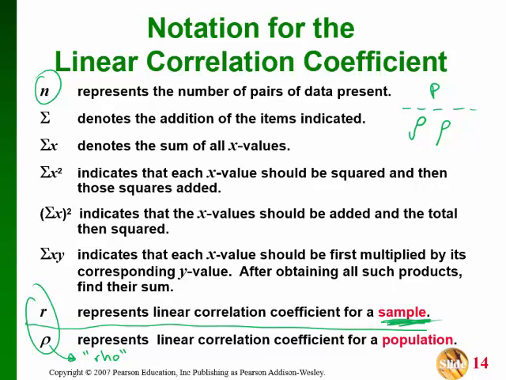So rho is going to represent the linear correlation coefficient for the whole population, which, like all the other parameters that we've looked at, we'll never know. We'll never know what it is for real, but we're always going to be striving to estimate it, and so we'll use the sample.